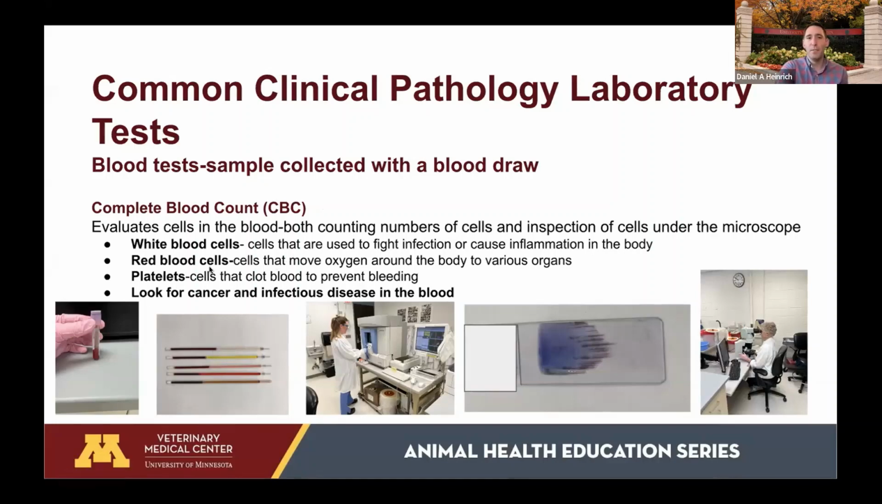Red blood cells is what makes our blood look red. And these are probably the most commonly known part of blood that everyone thinks about. And these are cells that move oxygen around the body to various organs. And then platelets are small cells that are used to clot blood and to prevent bleeding. And so we also, besides looking at those cells, we look for cancer and we look for infectious diseases in the blood.